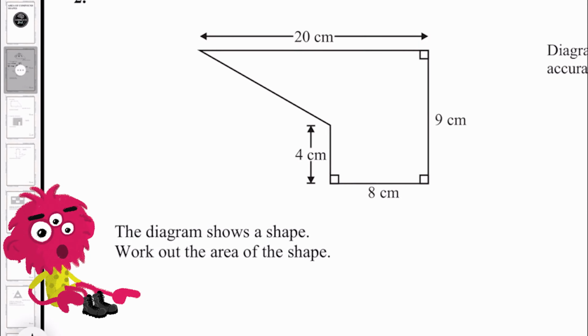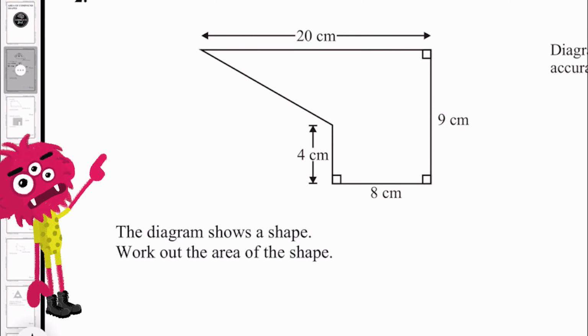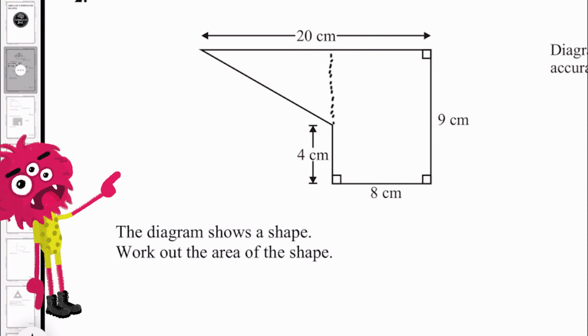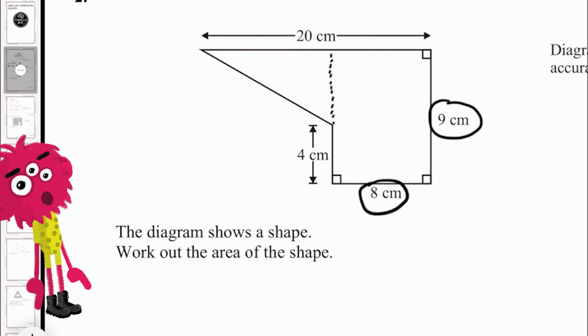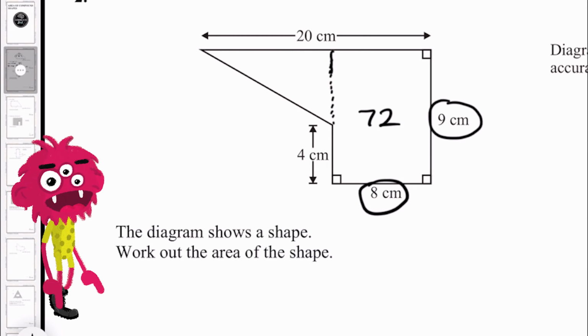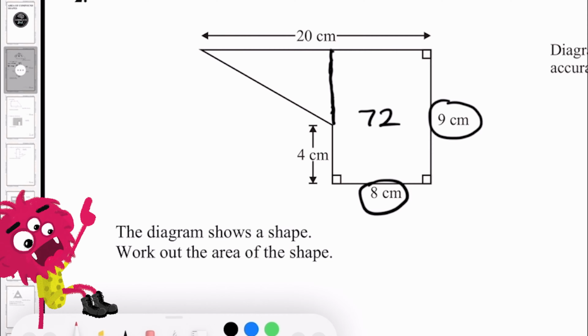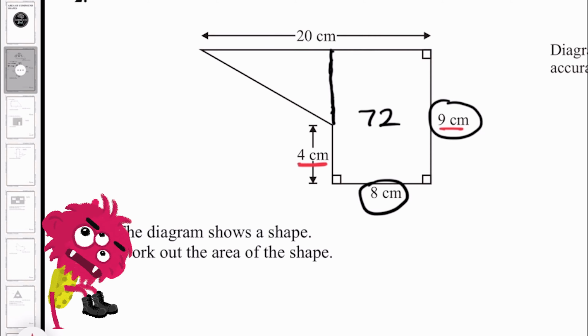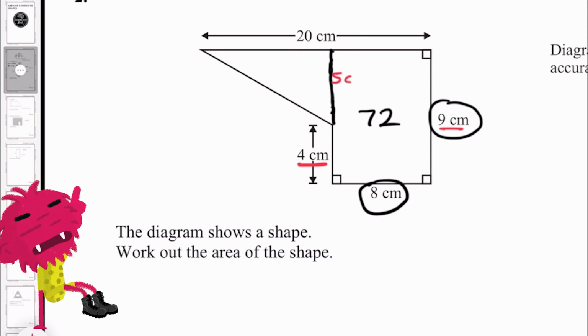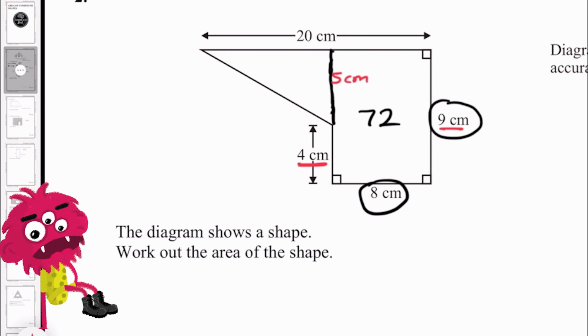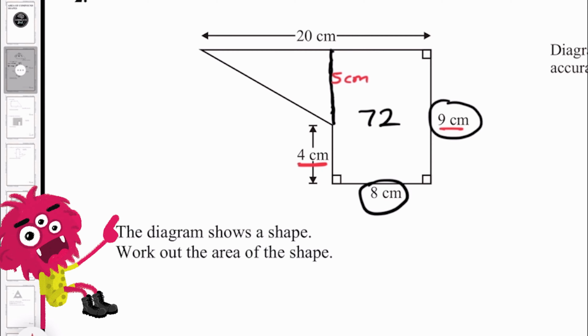Well, let's go ahead and divide this into two shapes. What I'm going to do is make a dotted line here, which now gives me a rectangle on one side and a triangle on the other. Now we can see we've got 8 by 9, which gives us 72. But how do we work out our base here? I'm going to get my 9 and subtract my 4, which then gives me 5 centimetres. So now I know that my base is 5 centimetres.